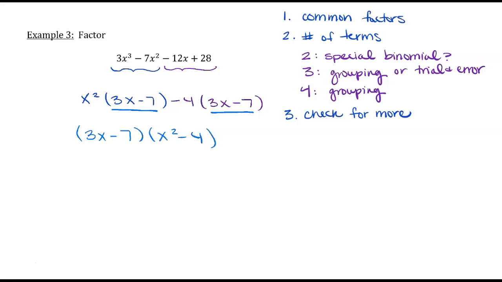The last thing we need to do is check that we can't factor either of these binomials any further. 3x minus 7 is done, but x squared minus 4, that's a difference of squares. And we know that this difference of squares will factor as x plus 2 times x minus 2. Now this polynomial is factored completely.